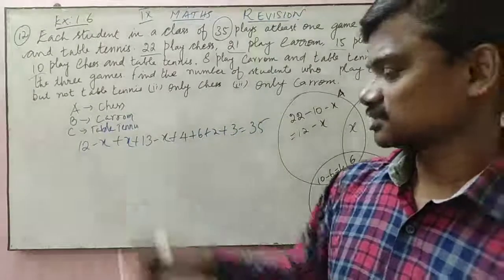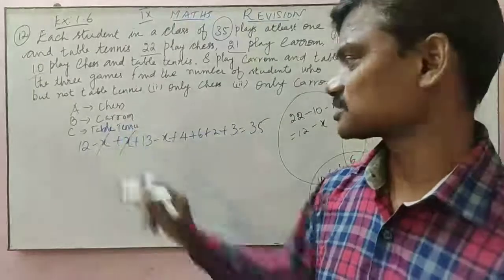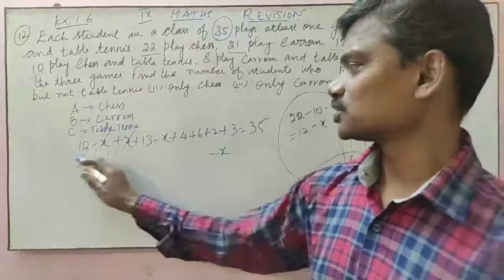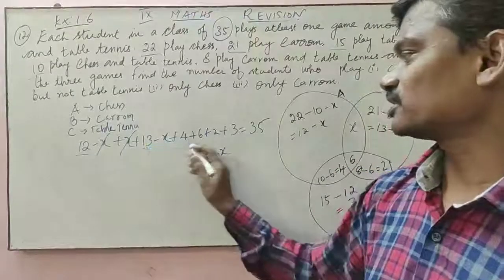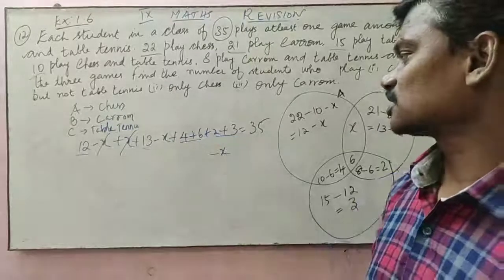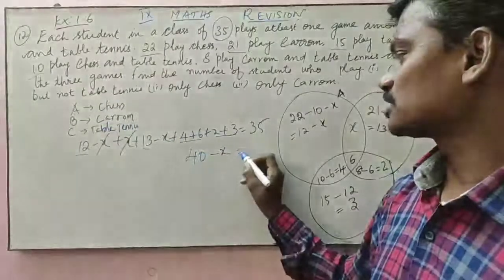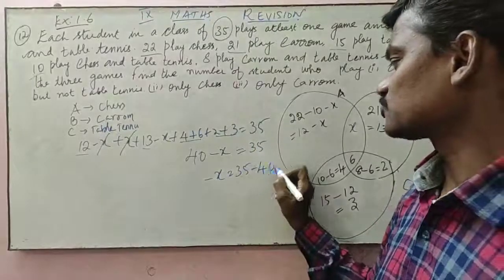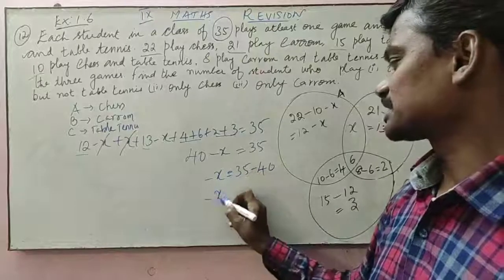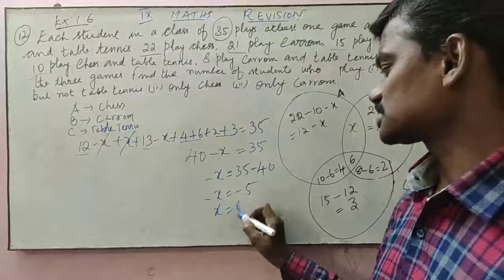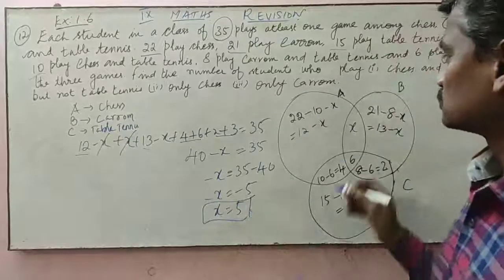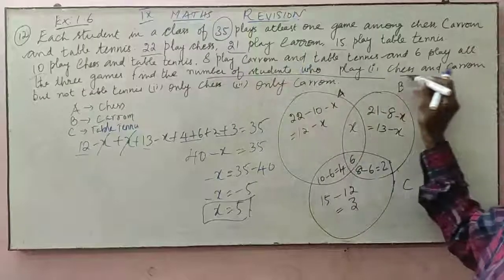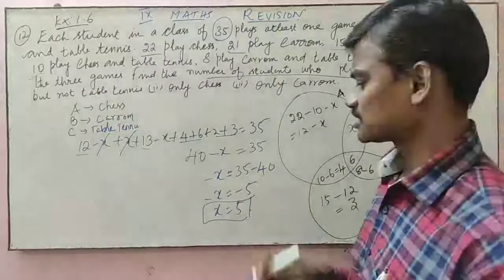If you simplify this, you can cancel the plus x and minus x, leaving one minus x. If you add all the remaining numbers, 12 plus 13 gives 25, 25 plus 10 is 35, 35 plus 5 gives 40. 40 minus x is equal to 35. Minus x is equal to 35 minus 40, which gives minus x is equal to minus 5. That is, x is equal to 5. So the number of students who play chess and carom but not table tennis is 5.